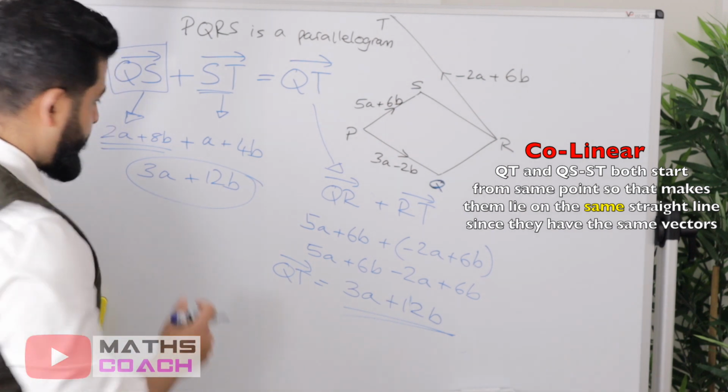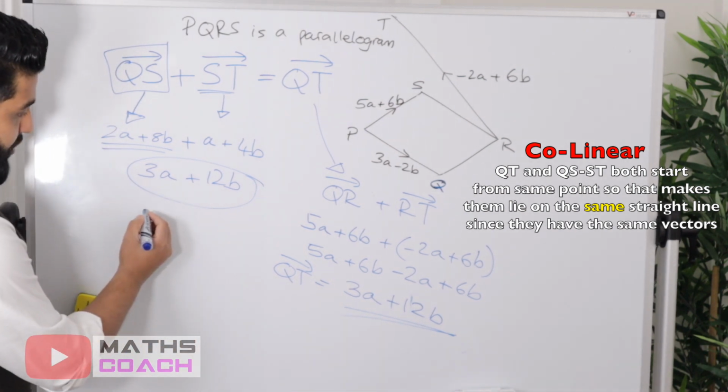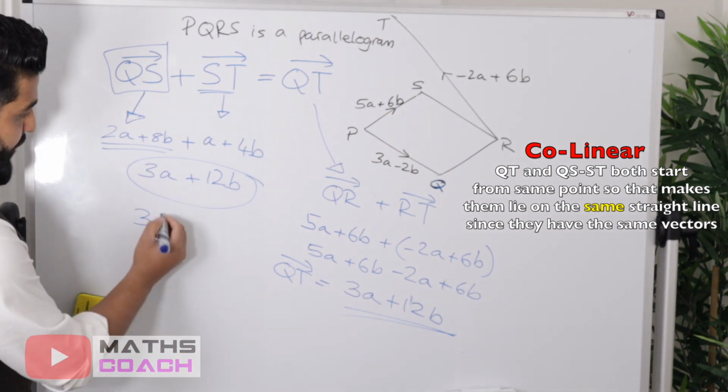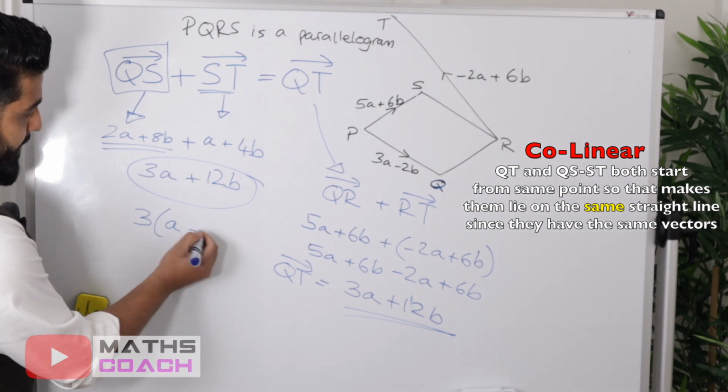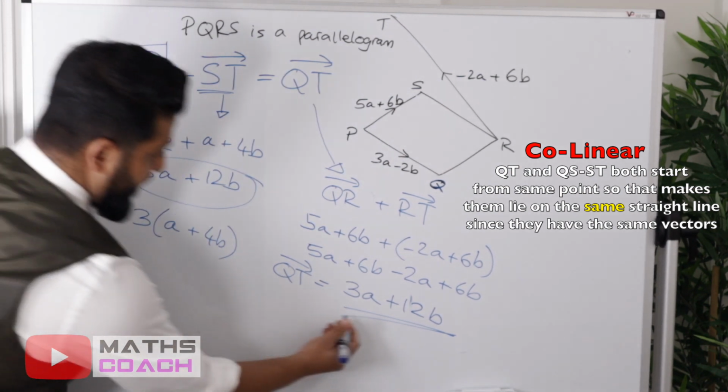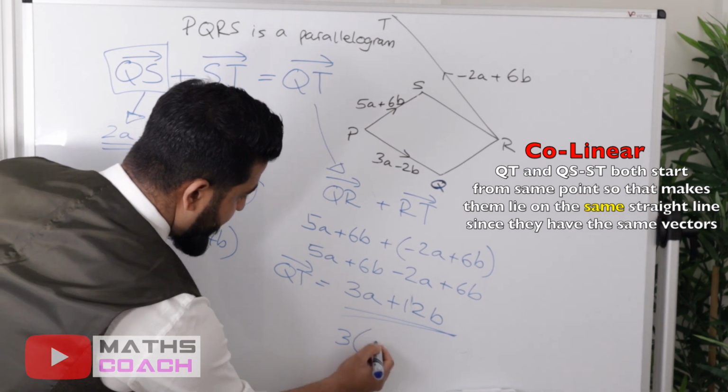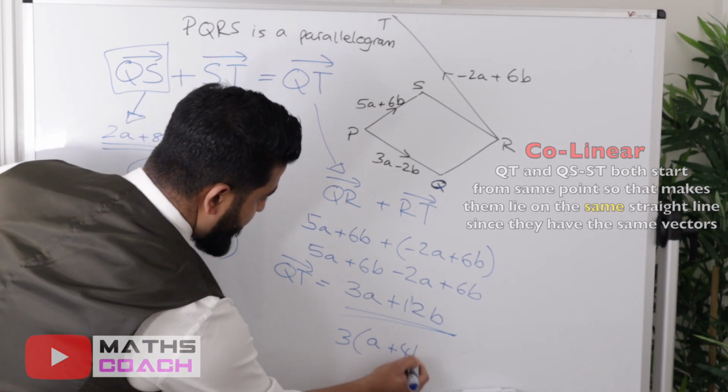What you might also want to do is to factorize. So if you take this out, you get 3 bracket a plus 4b, and again, same for this one, 3 bracket a plus 4b.